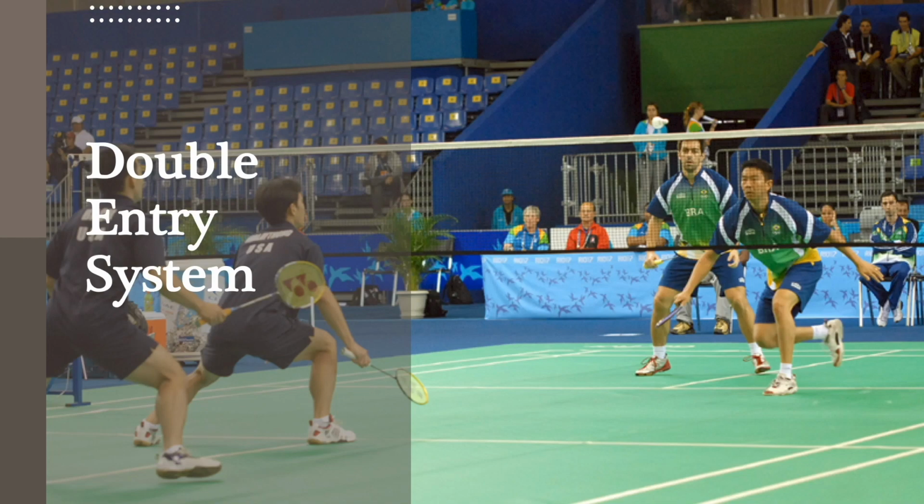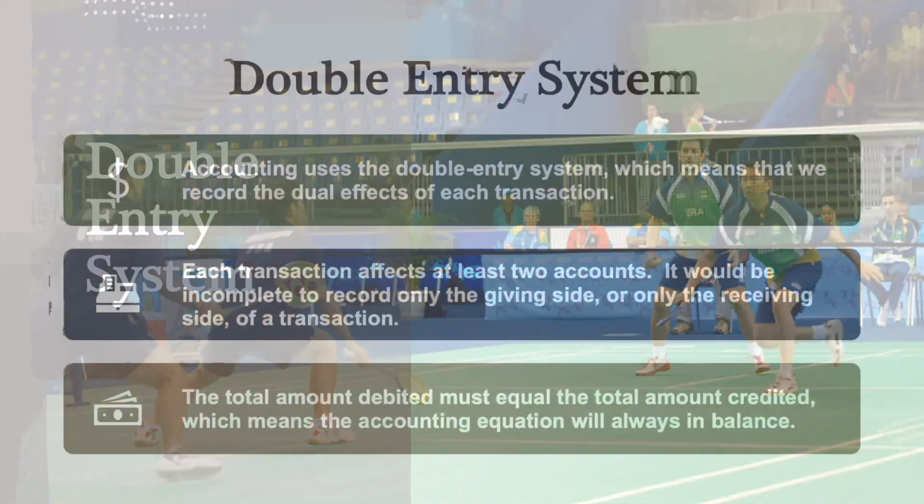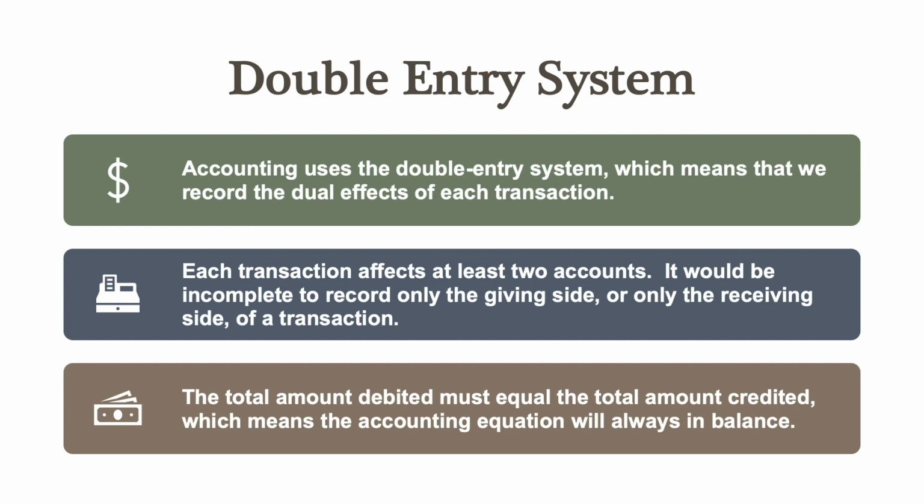So all this one, you see, whatever we do when we do accounting, right? Accounting uses the double entry system, which means that we record the dual effects of each transaction. So each transaction affects at least two accounts. Setiap urus niaga akan memberi kesan kepada dua account.